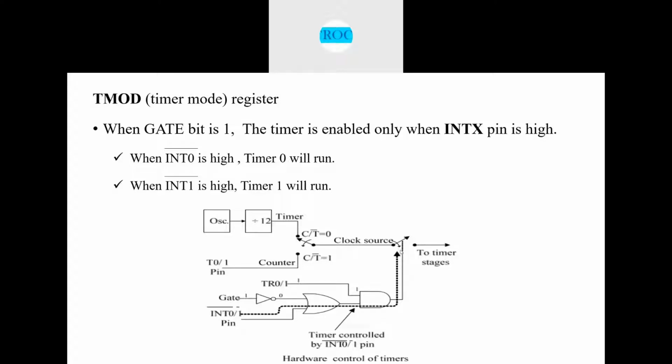When it is 1, the switch will be connected and the clock pulse will be given to the next timer stage. This is what I discussed in the last class. When the gate is 1, we call it the hardware way of controlling the timers. When the gate is 0, it's the software way of controlling the timers.